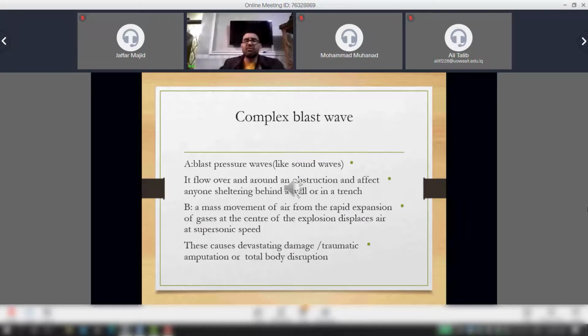So mass movement away from the rapid expansion of gases. Its definition is rapid expansion of gases at the center of explosion displacing air at supersonic speed. What does it do? Devastating damage, trauma and even amputation of the total body and total body destruction.